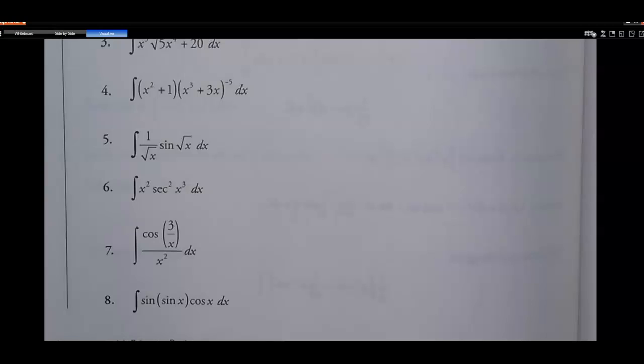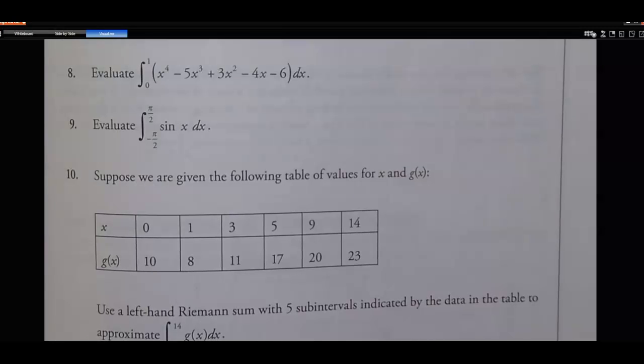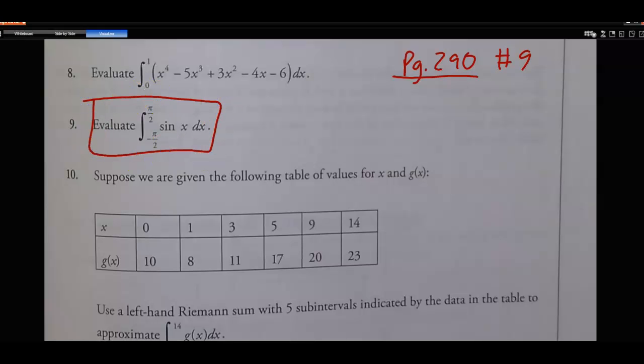Move on to our last one. This one is on page 290, and we're doing number 9. Honestly, this one I'm going to go ahead and just let you guys try to do it, just because it's pretty straightforward. There's nothing special or interesting about the problem.